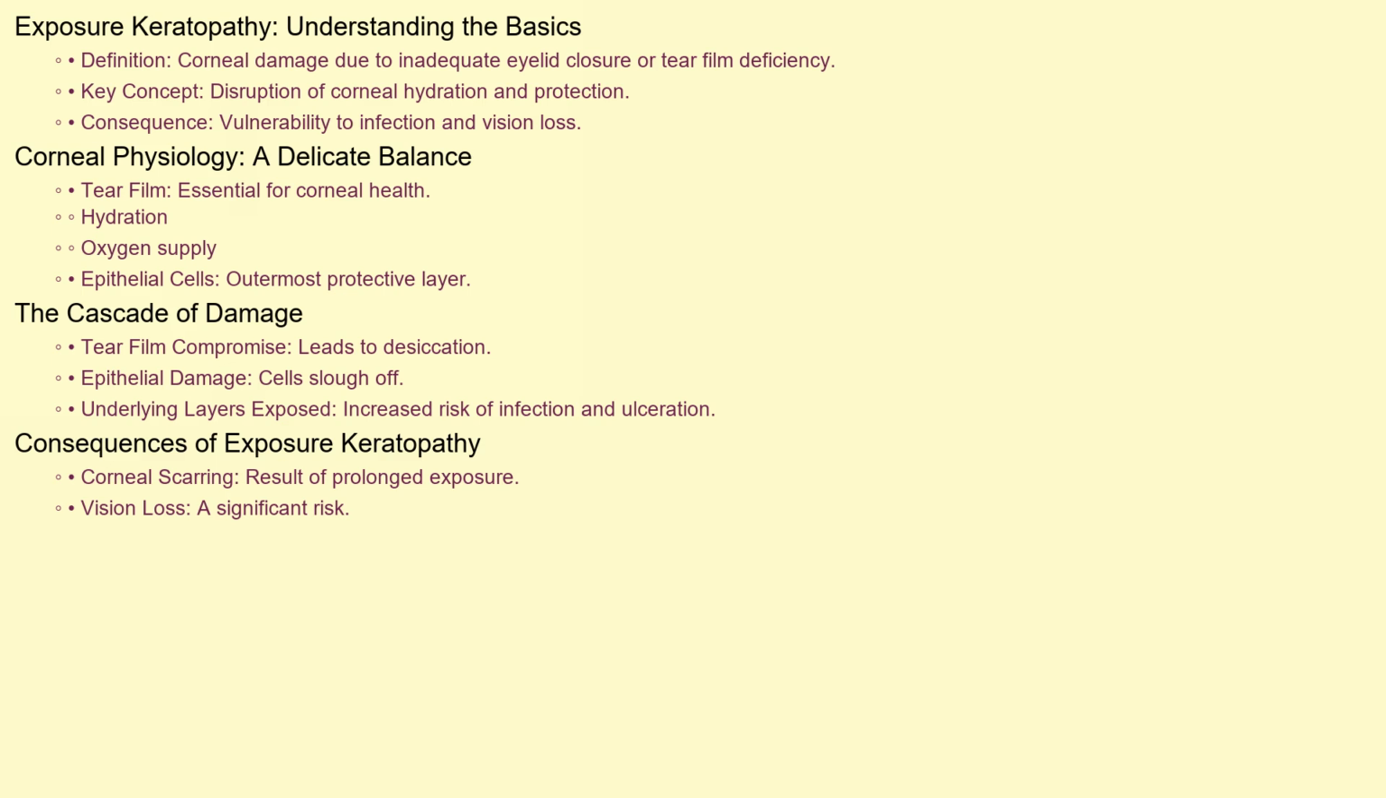As these cells become damaged and slough off, the underlying layers are exposed, making the cornea vulnerable to infection, inflammation, and ulceration. Prolonged exposure can lead to significant corneal scarring and even vision loss. Essentially, the delicate balance of protection and lubrication is disrupted, setting off a cascade of damaging events.